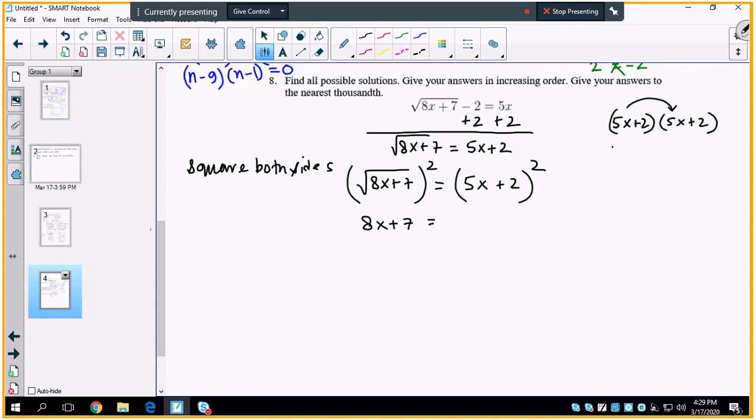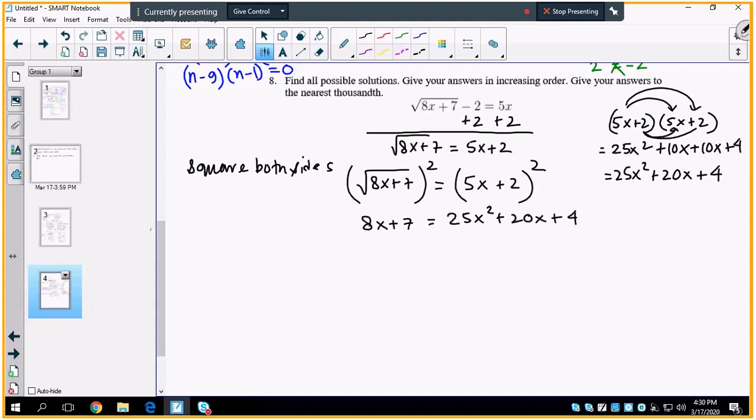Then distribute, you get 25x squared plus 10x plus 10x plus 4, which is 25x squared plus 20x plus 4. That's the right hand side. As you can see, it is a quadratic equation. You want all terms on one side, so subtract 8x from both sides. Also subtract 7 from both sides. So I get 0 on the left hand side. The right hand side is 25x squared plus 12x minus 3.